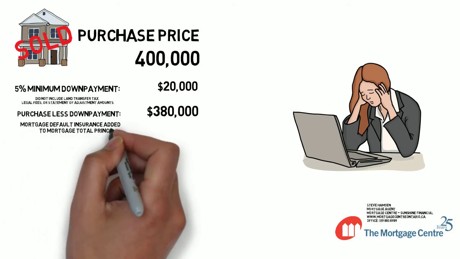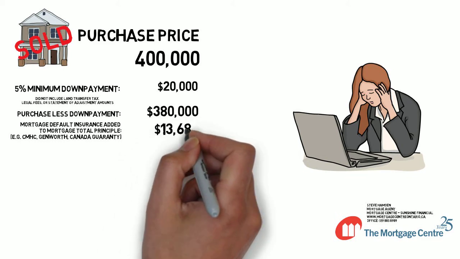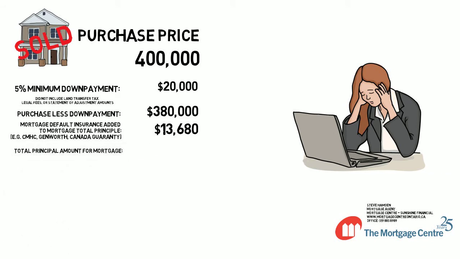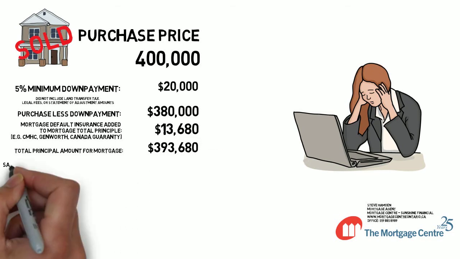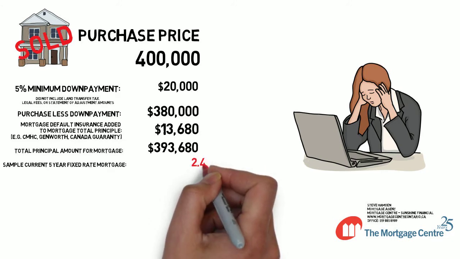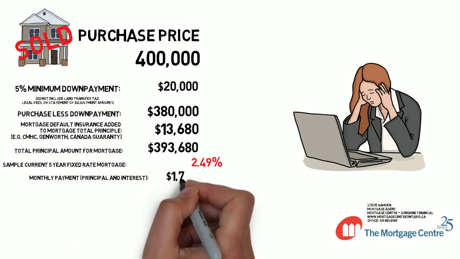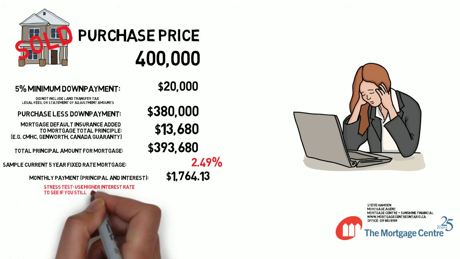Then we have to add to that our default insurance, so that'd be your CMHC, Genworth, or Canada Guarantee amount of $13,680 to give us a total principal amount to be financed of $393,680. So what we're going to do is take that and apply a 5-year fixed rate of, using an arbitrary number, 2.49% of today's market, and that gives us a monthly principal and interest of $1,764.13. Then what we're going to do is apply a stress test.